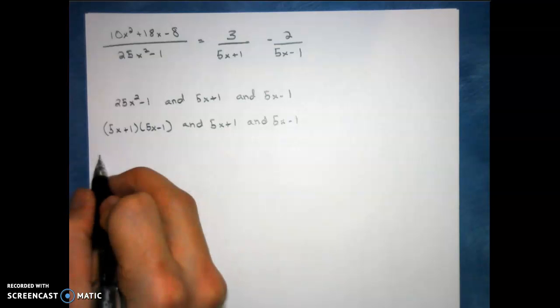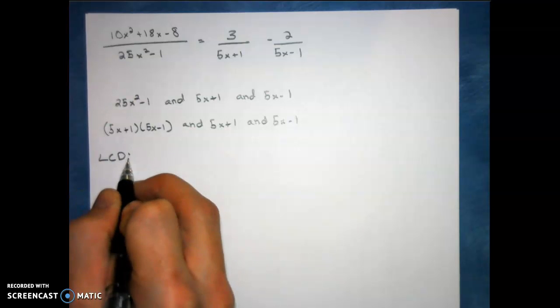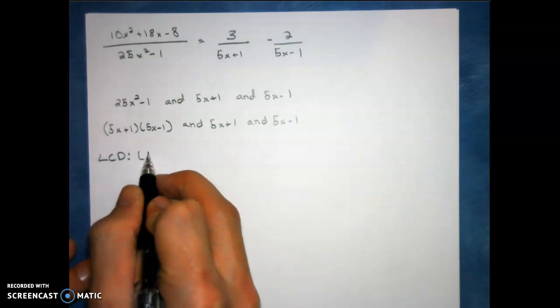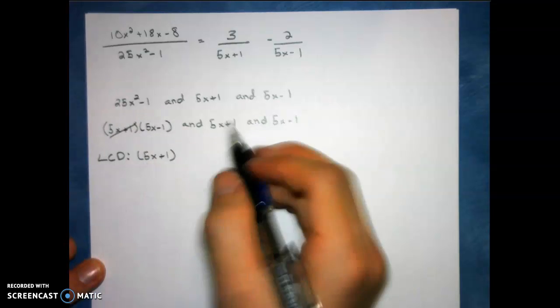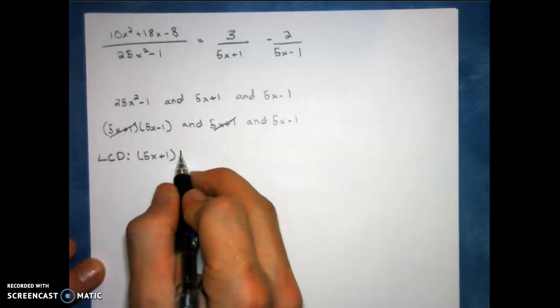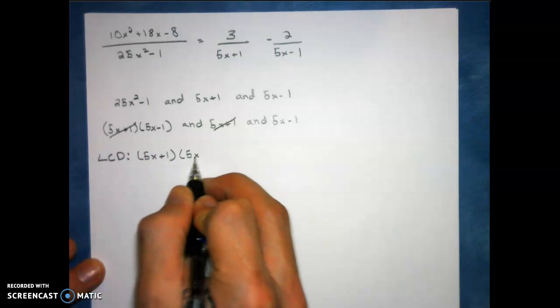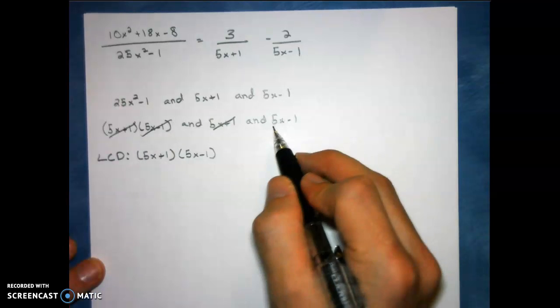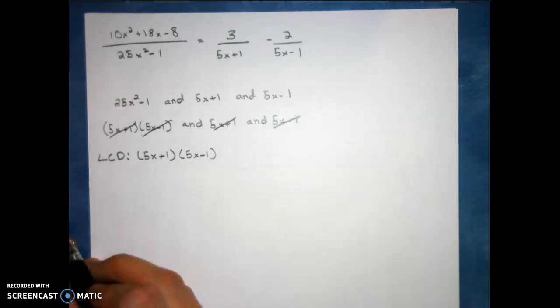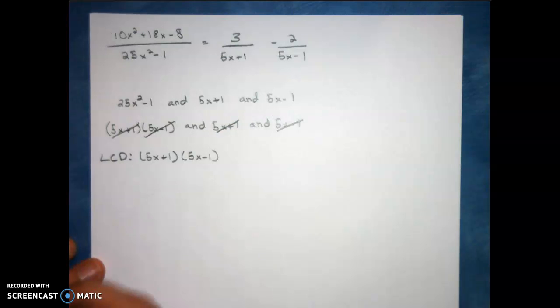All right, now we find our LCD. So we bring the first one down, 5x plus 1. Cancel here, cancel here. Bring down the next one, 5x minus 1. So we brought that one down. And cancel here, cancel there. All right, so everything's crossed off, so that's my LCD. Then the next step is we multiply through using our LCD.